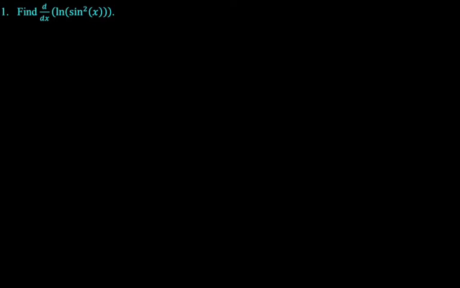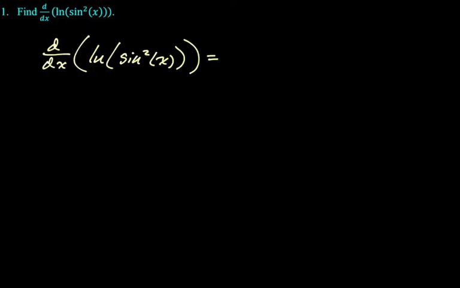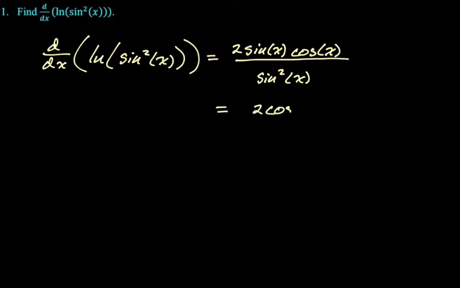We're going to find the derivative with respect to x of the natural log of sine squared of x. Initially, when I did this I just dove in. I said I'm going to find this derivative, so it's 1 over sine squared of x times the derivative of sine squared of x, which is 2 sine of x times cosine of x. This is totally fine, this gets you the answer. You can cancel a sine, so we get 2 cosine over sine.